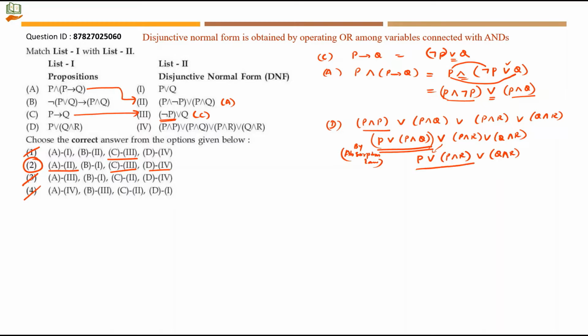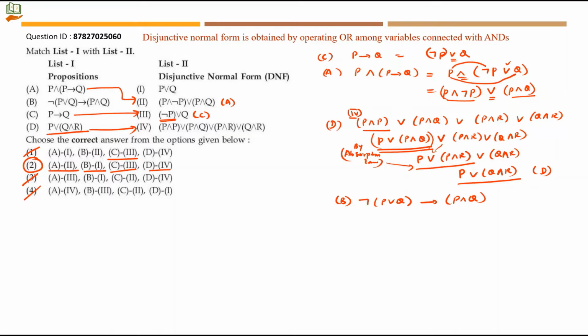Again, this is a form of absorption law. Using the same law, we are reducing this to P or Q and R. This is actually equivalent to D. So we are starting with option 4, the answer of D, and then arriving at D. So D is mapping to 4, it is right. So let's take this side.